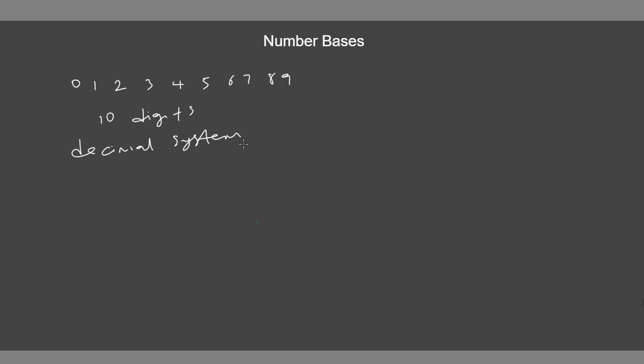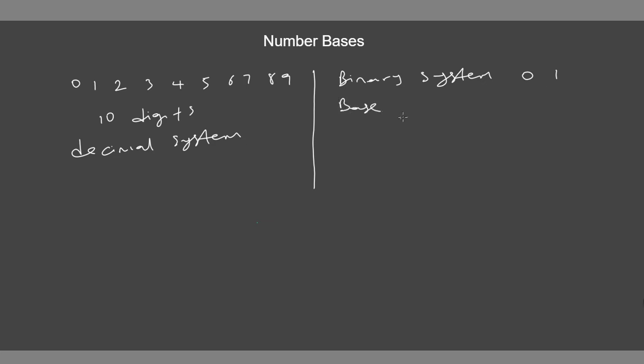But then we have other kinds of number systems. We have other types of number bases. Aside from the decimal system, there are other types. If you have a system with two bases, you call that a binary system. In this case, the allowed digits will be 0 and 1. So what this means is, in a binary system, you can only make use of 0 and 1 as your digits.